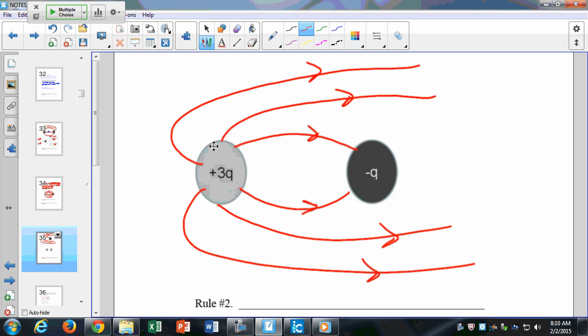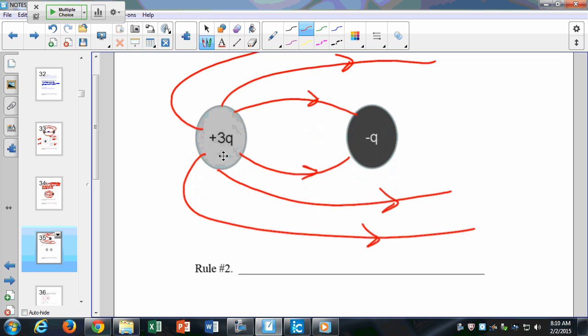So if there were 2 lines on the negative charge, it has to have 3 times as many, right. So if there were 4 lines here, there would be how many over there? 12. There would be 12 lines. But only 4 would be actually touching between the charges. Alright, so that's rule number 2. So plus 3q has 3 times as many lines as the minus q charge.